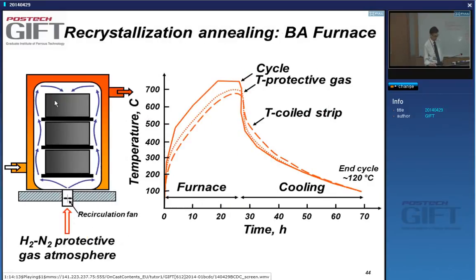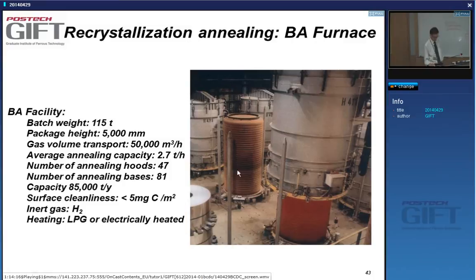Let's see here. Okay, and this is what you see here. The coils are inside this furnace, and this is a cover. Yes, the cover which contains the burners. Okay, so you can have this. The amount of weight that you can anneal here is, for instance, of the order of 115 tons. So that means quite a few coils can be put in there on top of each other. Height, 5 meters. Annealing capacity 2.7 tons per hour.